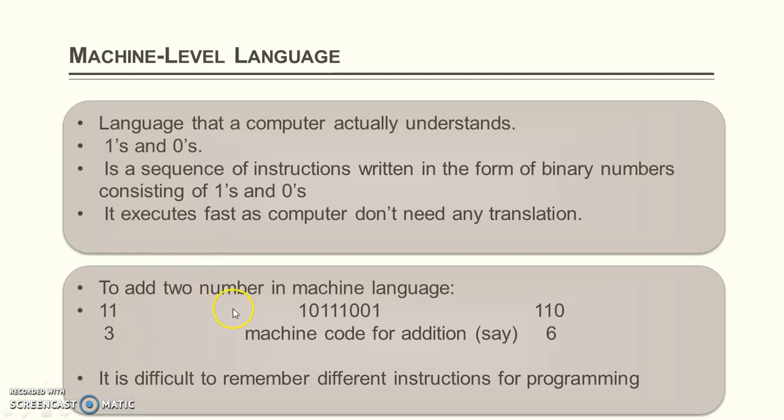Okay, let's take one example. Suppose we want to give an instruction to a computer to add two numbers like 3 plus 6. So we need to translate each and every instruction into binary form. So 11 is the binary representation of 3. 110 is the binary representation of 6. And there is some machine code that is reserved for an operation like plus, that is the addition. So you have to instruct a computer with these numbers. So it is difficult for a programmer to remember these instructions.